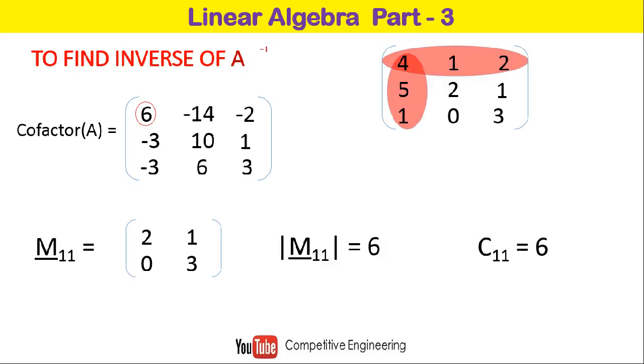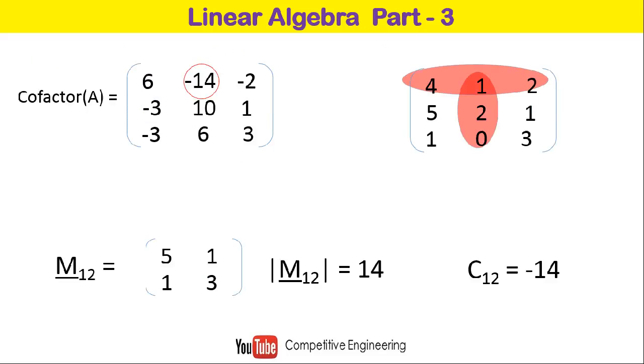Okay, so the second element, for 1, for the position of minus 14. I removed the first row and the second column. The remaining minor is 5 3 1 1. So we will find the determinant, that's equal to 3 into 5, 15, minus 1, that is equal to 14, and the location is 1 2. So minus 1 raised to 1 plus 2, that is minus 1 raised to 3, that's equal to minus 1. So minus 1 into 14, that is minus 14. So the cofactor element is minus 14.